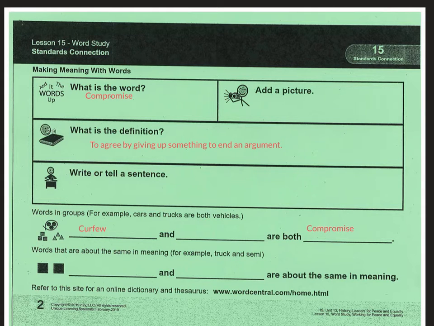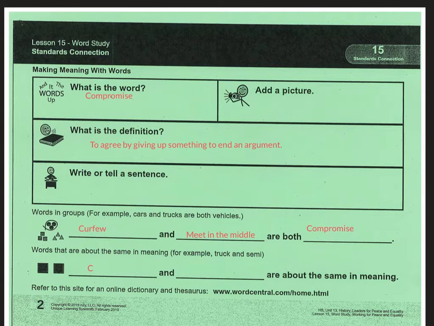This isn't necessarily an example of a compromise, but I think it's another word that describes compromise, and it's meeting in the middle. When you meet in the middle, that is a part of compromising. You give some, they give some, and you come to a middle agreement. So then you have the word curfew here.